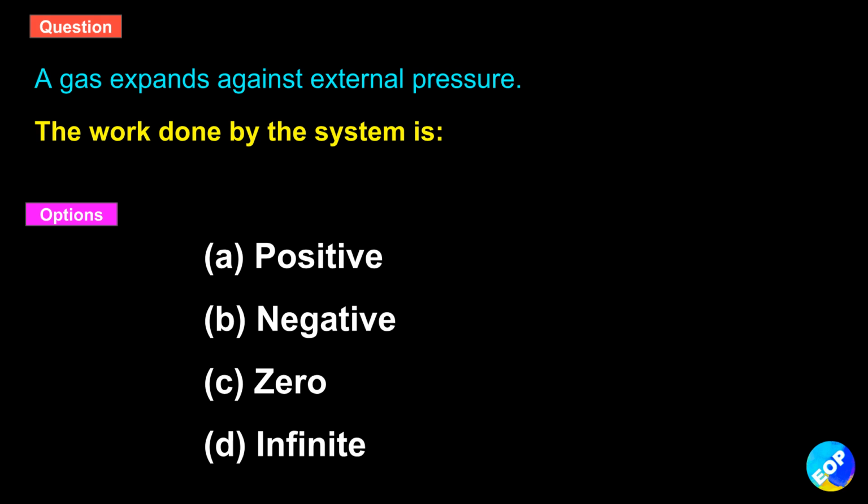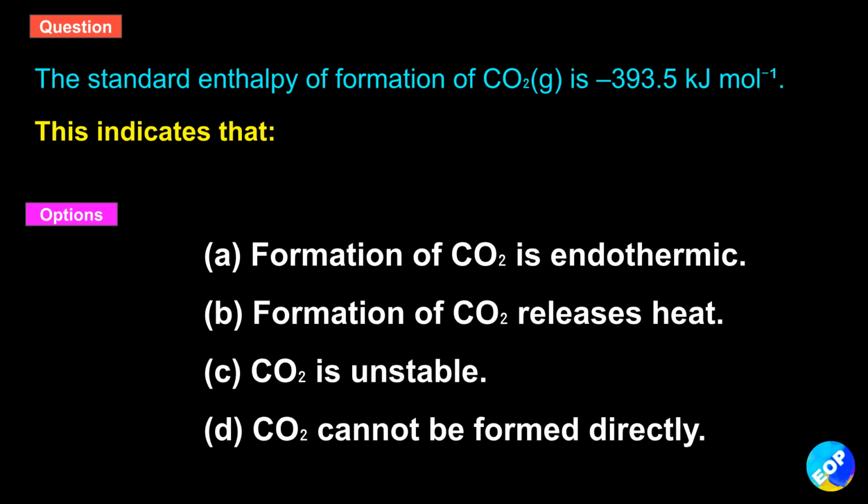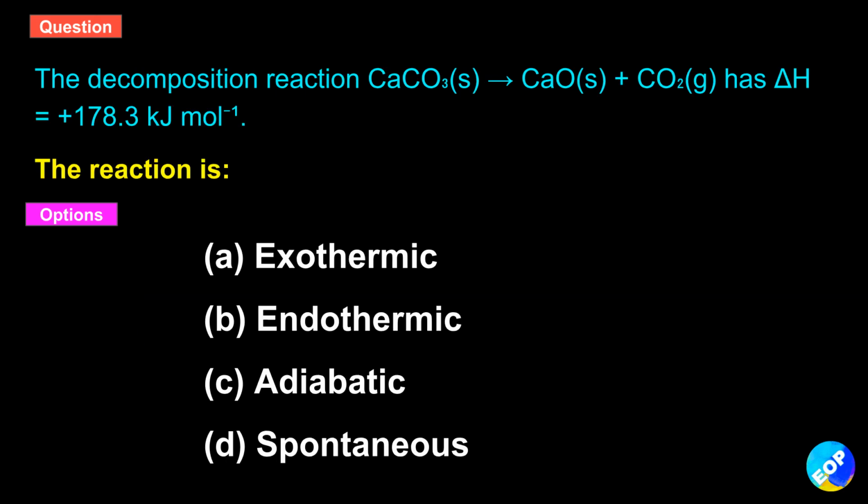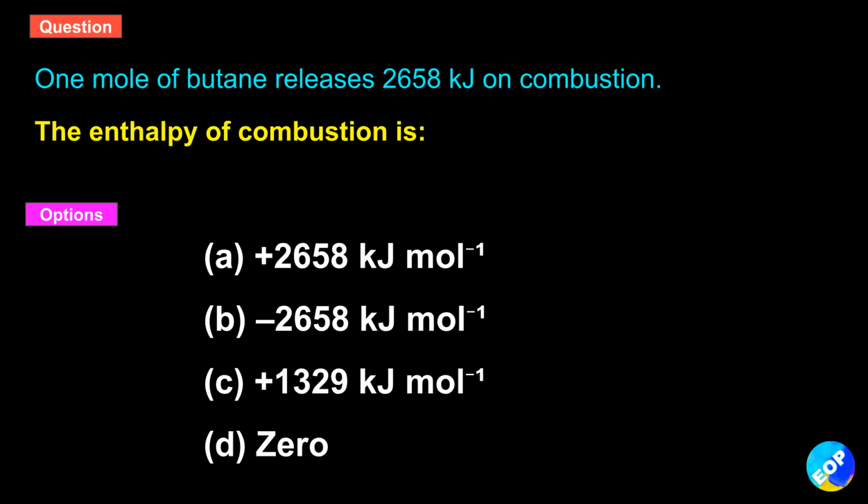A gas expands against external pressure. The work done by the system is? Answer is option B, negative. The standard enthalpy of formation of CO2 gas is minus 393.5 kilojoule per mole. This indicates that the formation of carbon dioxide releases heat. The decomposition reaction CaCO3 giving CaO plus CO2 has delta H 178.3 kilojoule per mole. The reaction is endothermic. 1 mole of butane releases 2658 kilojoule on combustion. The enthalpy of combustion is? Answer is option B, minus 2658 kilojoule per mole.